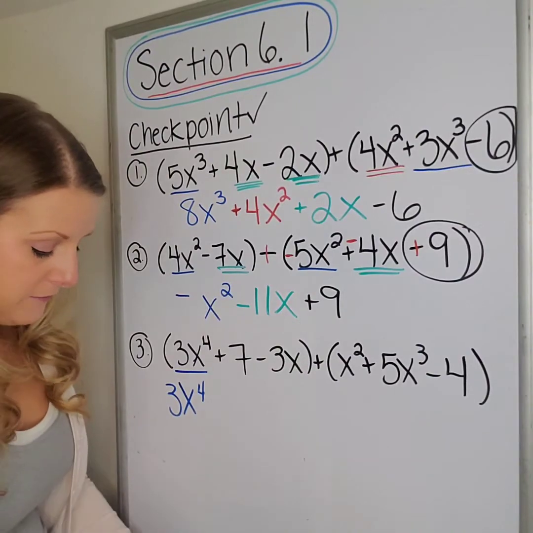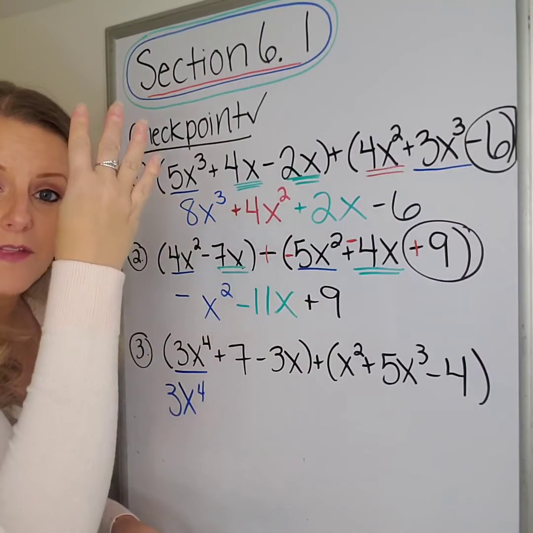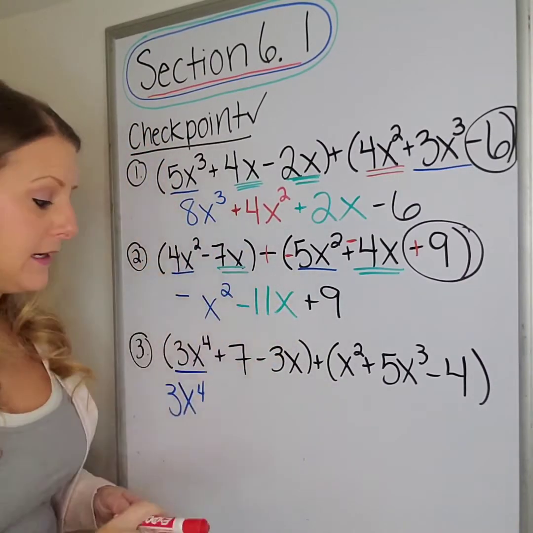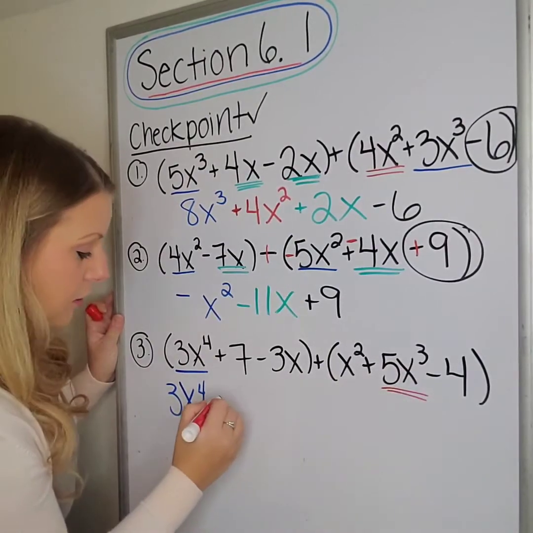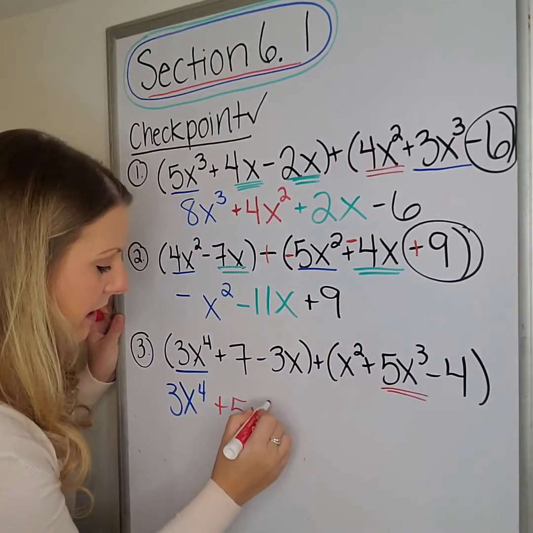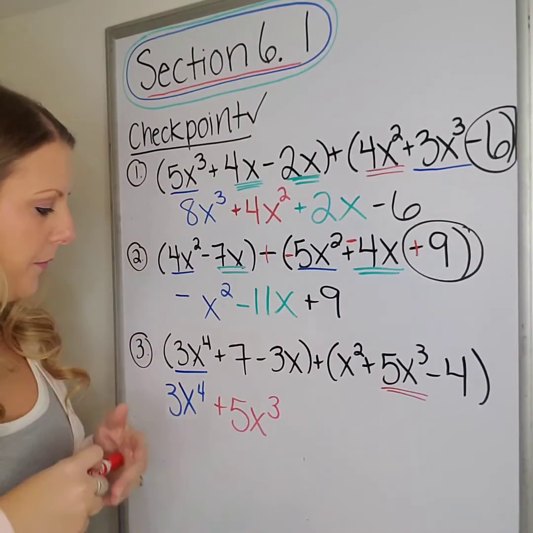Okay? After x to the 4th, I'm going to go to x to the 3rd. I'm going to start the highest and work my way down. So I'm at x to the 3rd. So now I look, and I only have one of those. So I'm just going to rewrite it. 5 plus 5x to the 3rd. If there was 2 of them, I would add them together and buddy them up.